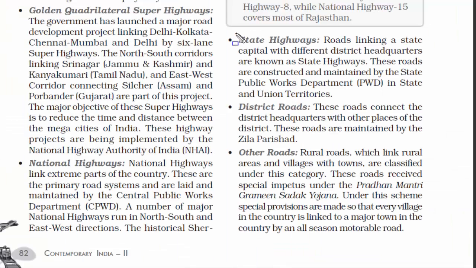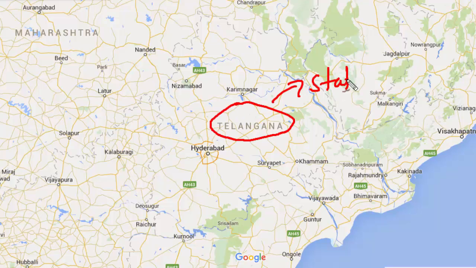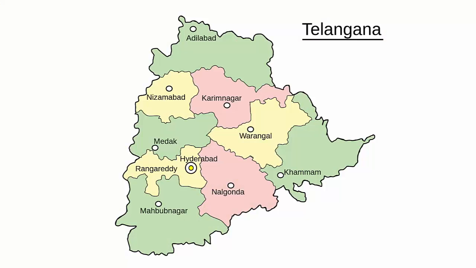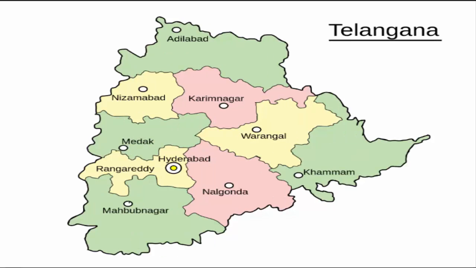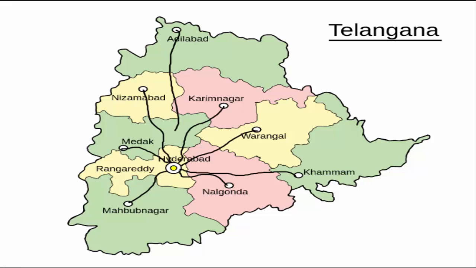And the third one is state highways. These are the roads that link a state capital with different district headquarters. Every state in India has a capital city, and then there are various districts in that state. Together, all the districts form one state. And whenever you have to travel from the capital city to the various districts in that state, you will have to take the state highway.